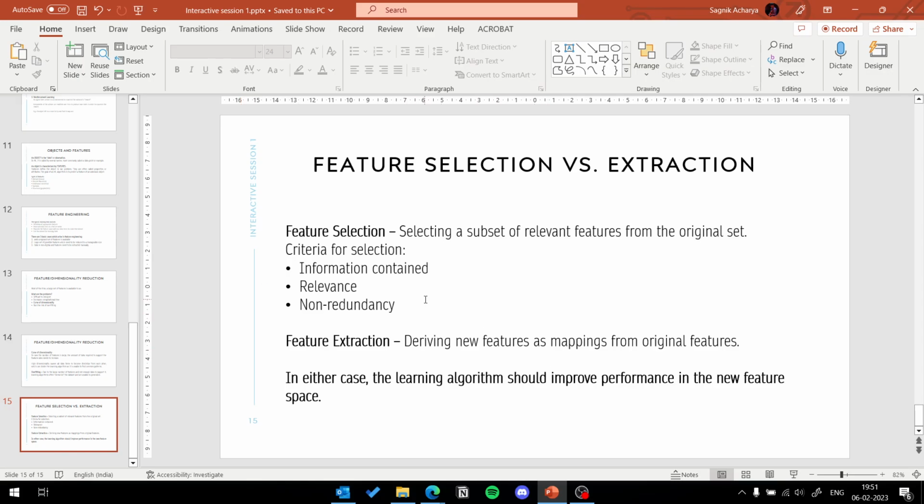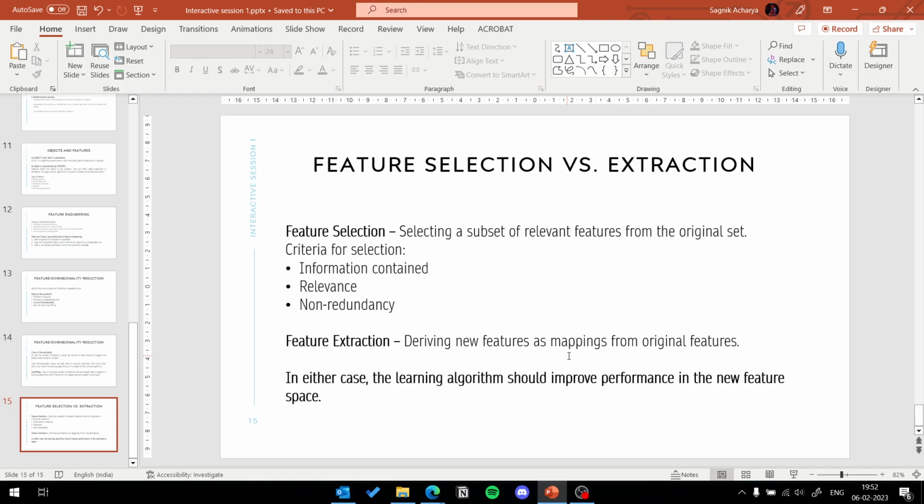I mean, the new feature which I have mapped from my original multiple features, say it is a combination. So say I add three features and I make a new feature, and I find that it has more information, it has more relevance, it is non-redundant. And on including that, my learning algorithm is improving in performance. So I would select that new feature instead of the older three features, right?